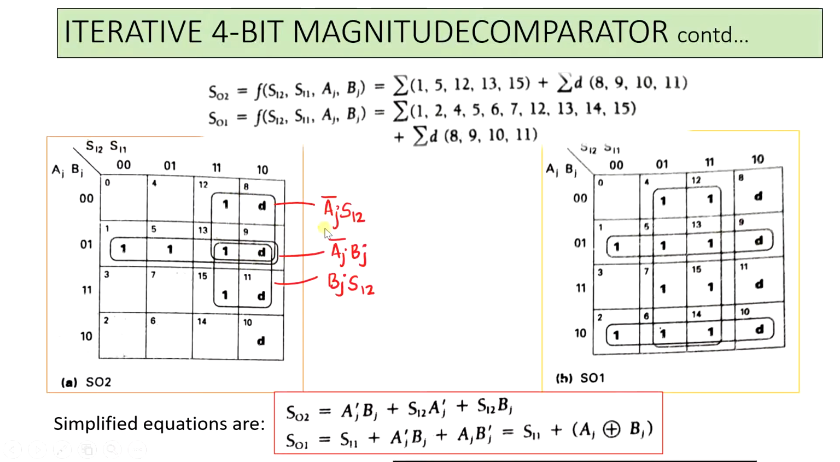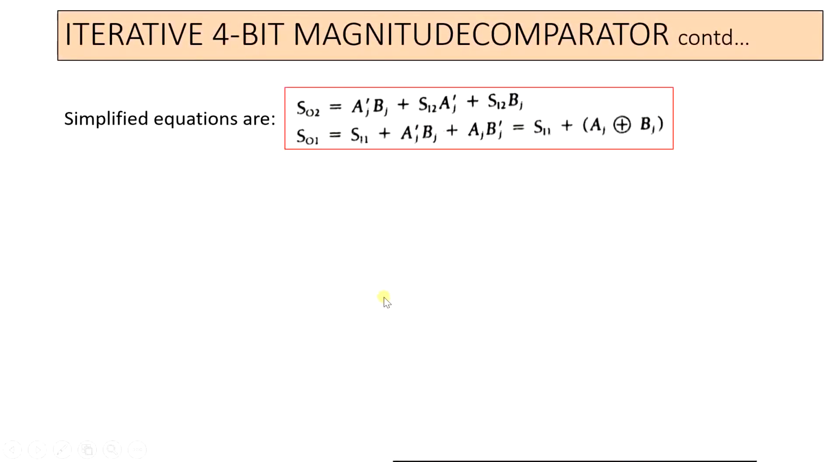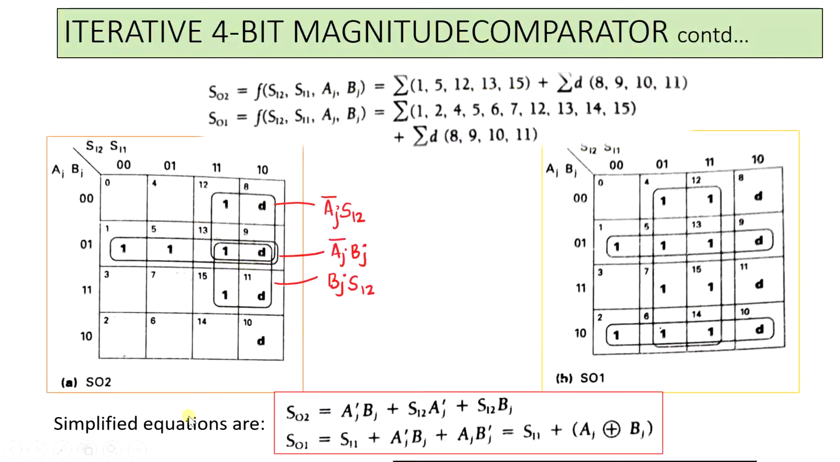So I get the terms AJ bar S12, AJ bar BJ, BJ S12. These are the 3 different groups, and that is why I obtained the expression for SO2 in this particular form. Similarly, I can group the various minterms corresponding to SO1, and I obtain the expression as SI1 plus AJ bar BJ plus AJ BJ bar. This term AJ bar BJ plus AJ BJ bar is equivalent to saying A XORed with B. So that is why I have represented this as SI1 plus AJ XORed with BJ.